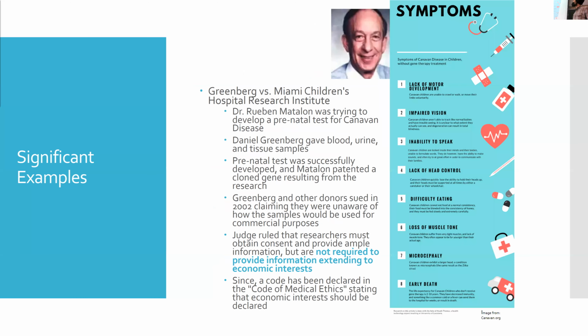Another example is this guy who was working towards developing a cure, or treatment rather, for what's called Canavan disease. No, I'm sorry, not a treatment. They wanted to do a prenatal test for Canavan disease, which is basically a bunch of very unpleasant things that can happen to newborn babies. So they wanted to be able to screen for this. And what he did is he got tissue samples, I believe from pregnant women. So he got blood, urine, and tissue samples. And then he was working on this test.